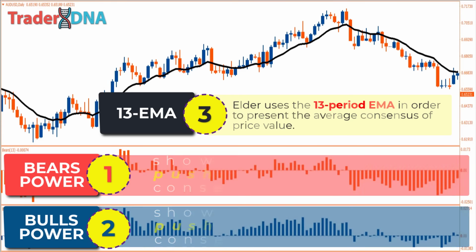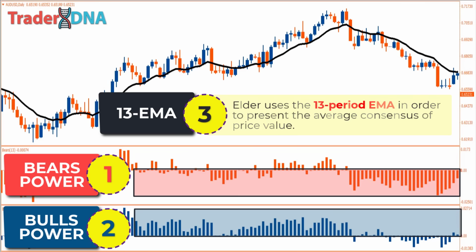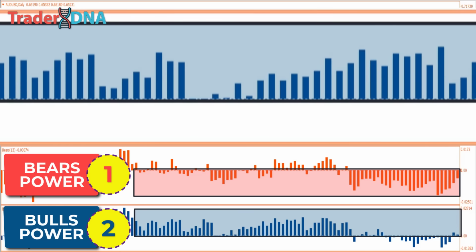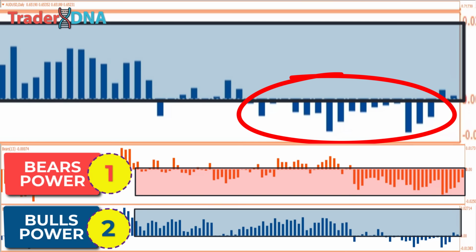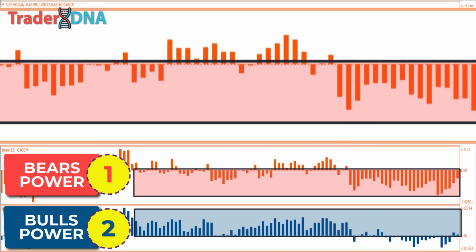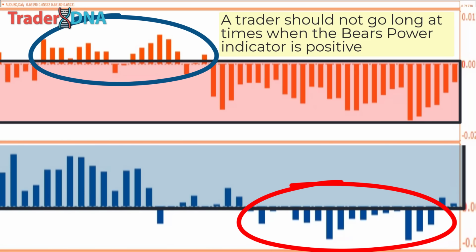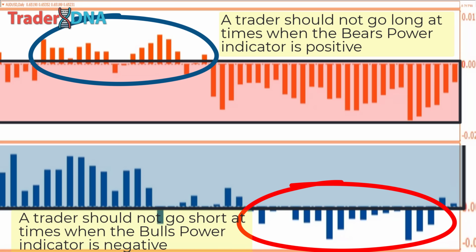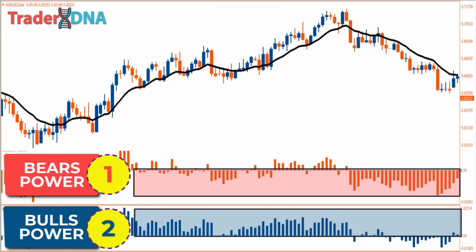According to Alexander Elder, bull power should remain positive in normal circumstances, while bear power should remain negative in normal circumstances. In case the bull power indicator enters into negative territory, this implies that sellers have overcome buyers and control the market. In case the bear power indicator enters into positive territory, this indicates that buyers have overcome sellers and control the market. A trader should not go long at times when the bear power indicator is positive, and he or she should not go short at times when the bull power indicator is negative. The 13-period EMA's slope can be used in order to identify the direction of the major trend.